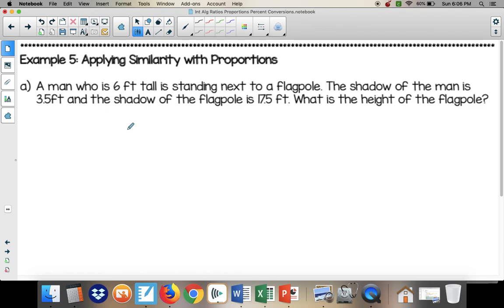So, applying similarities with proportions. Let's go through and highlight what is important, or circle or underline. So a man who is 6 feet tall is standing next to a flagpole. The shadow of the man is 3.5 feet, and the shadow of the flagpole is 17.5 feet.